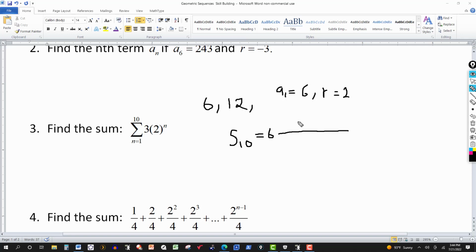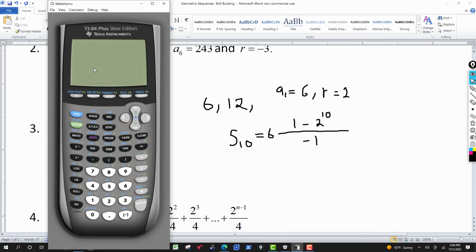And that's times, in the numerator we have 1 minus r, which is 2, to the n power, in this case going from 1 to 10, so this will be 10. And then in the bottom we have 1 minus r of the formula. So it's 1 minus 2, that's negative 1. Now we can use a calculator here.